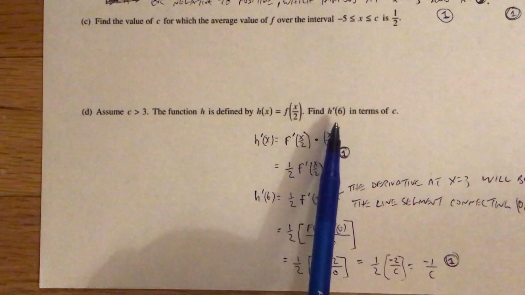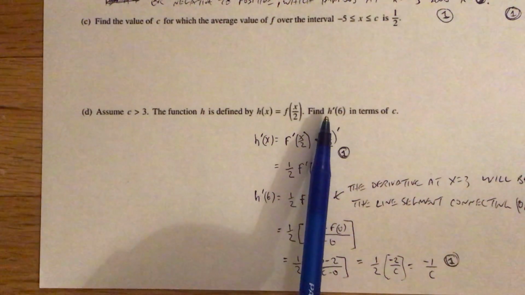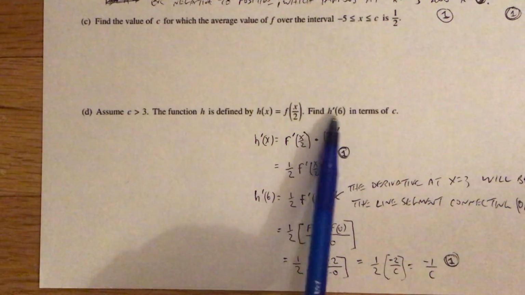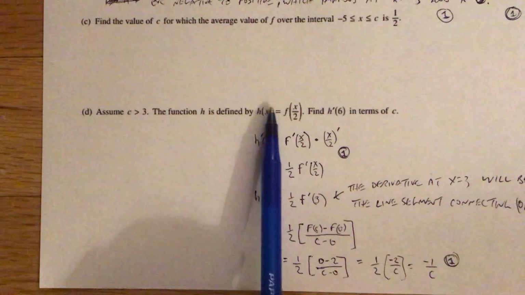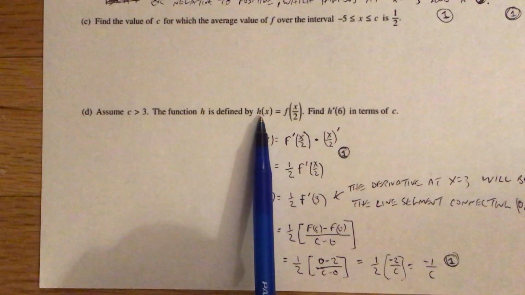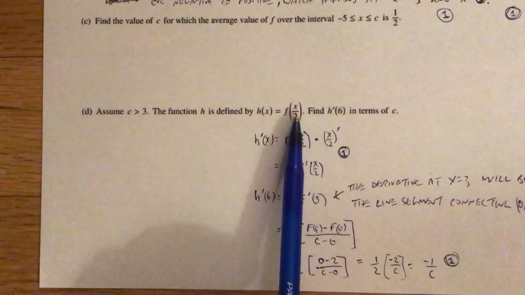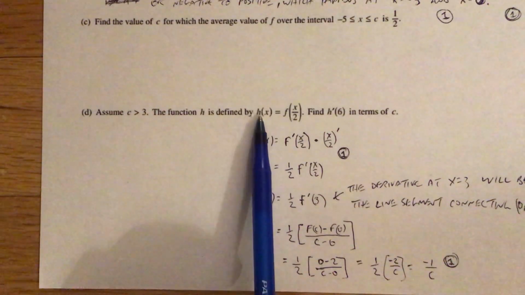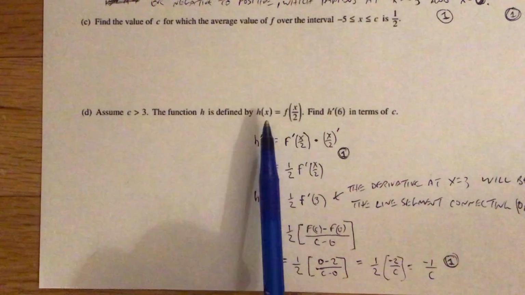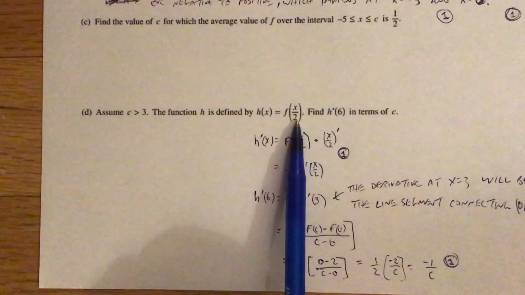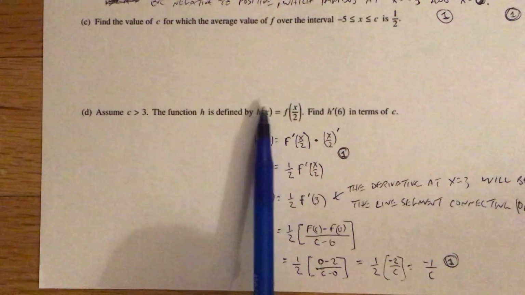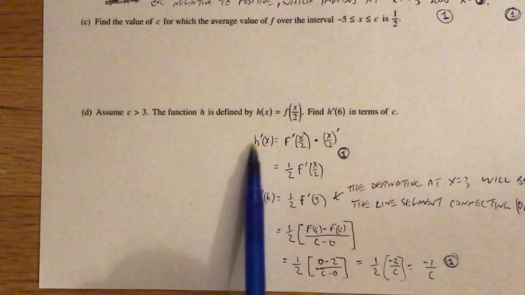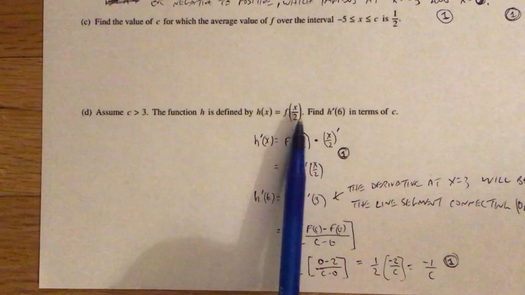The very first part that should ring a bell is, well, I need h prime of 6. So if I want h prime of 6, I need h prime of x. What's the derivative of this? It's going to be based on the derivative of this. And since they gave us the f function, we're going to use this to talk about values of h of x. So h of x is f of x over 2. How do I do the derivative? Well, the derivative of this side is just going to be a symbol, h prime of x.